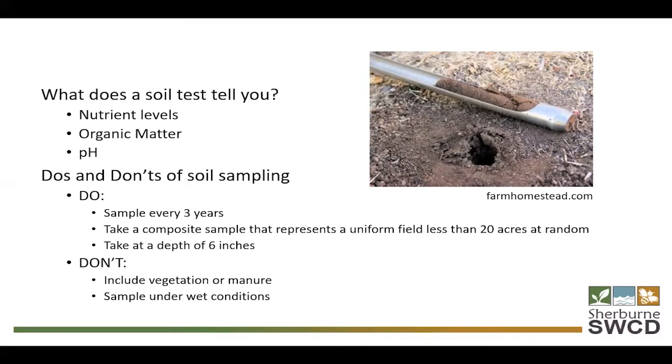This is important to make sure that you are seeing what's really available to your plants. Most of what our plants use is in the top 6 inches. Things that you don't want to do are include vegetation or manure. This can majorly throw off your organic matter readings that you get back, but also your nutrients. And you do not want to sample under wet conditions either. You do not want to be sending in wet soil samples.